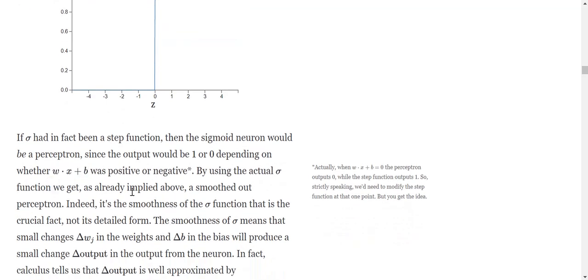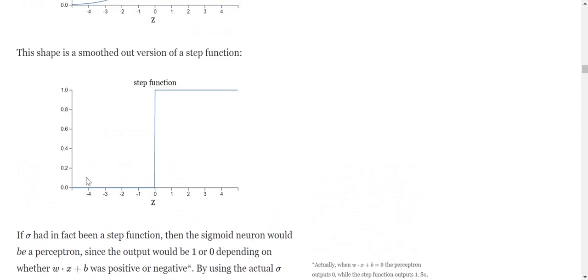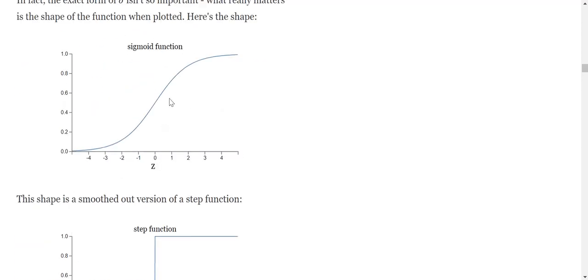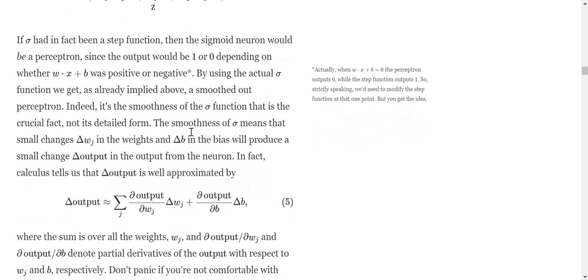By using the actual sigmoid function, we get, as implied above, a smoothed out perceptron. So essentially, instead of this jagged, non-differentiable, non-continuous portion, you get a smoothed out curve which gradually increases, right? Indeed, it's the smoothness of the sigmoid function that is the crucial fact, not its detailed form. The smoothness of the sigmoid means that a small change delta w_j in the weights and delta b in the bias will produce a small change in the output of the neuron.